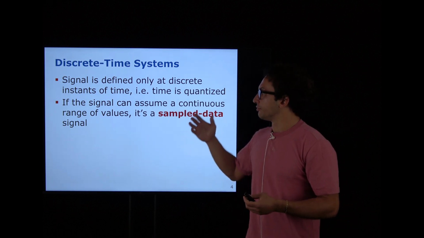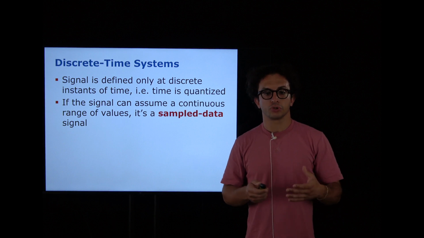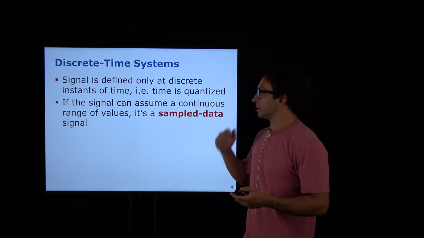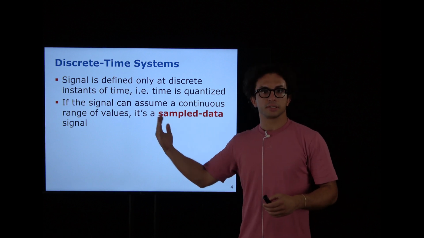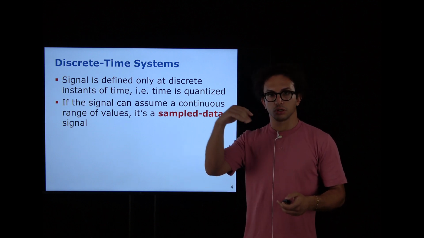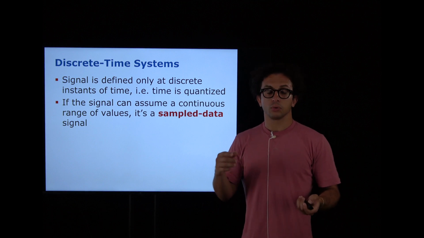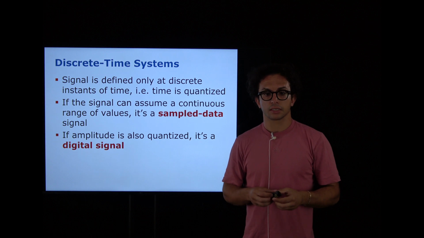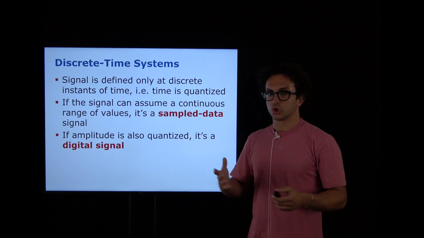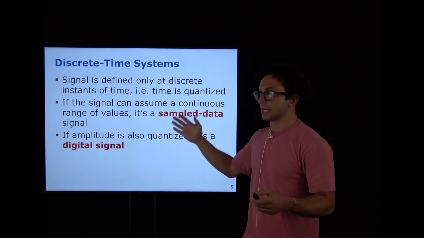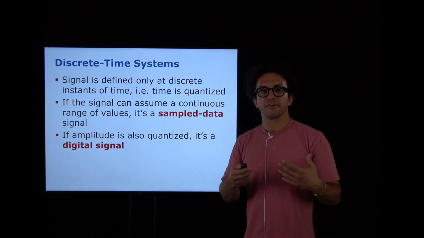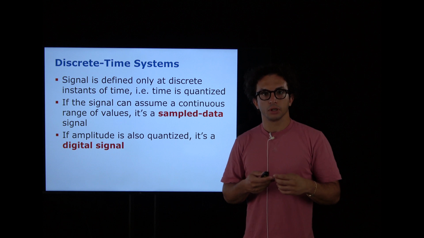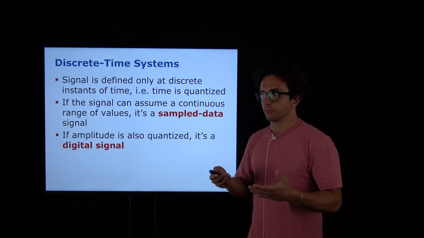And if that's the case, so the signal can assume a continuous range of values, so we have no grid on the vertical axis, then we have a sampled data signal. It's sampled because the time is sampled, so time is quantized, but it's continuous in the values. On the other hand, if the amplitude is also quantized, so we also have a grid on the vertical axis, we talk about a digital signal. So there is a difference between digital and sampled, which depends on what values we can actually have for the thing that we're measuring.